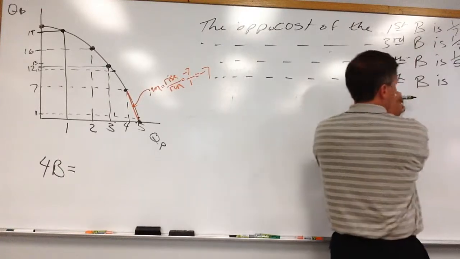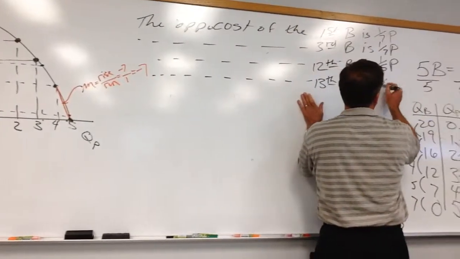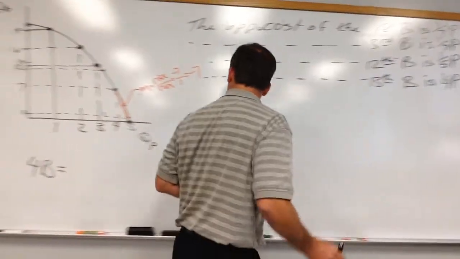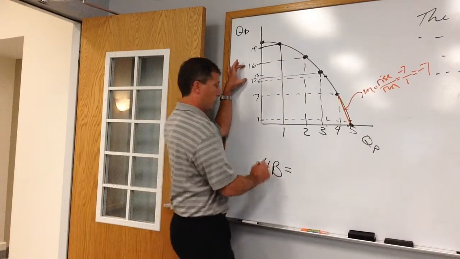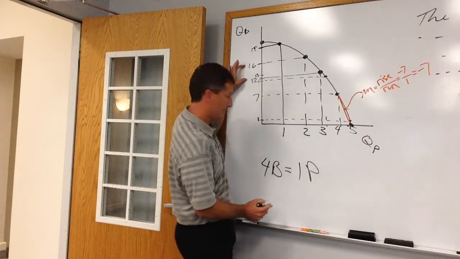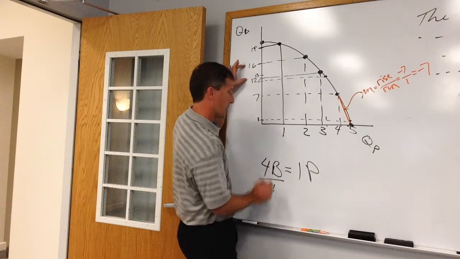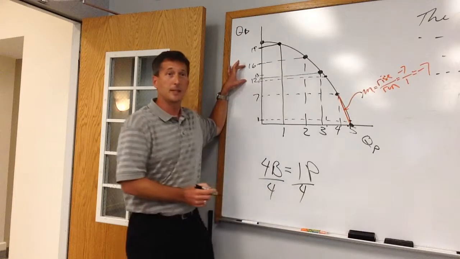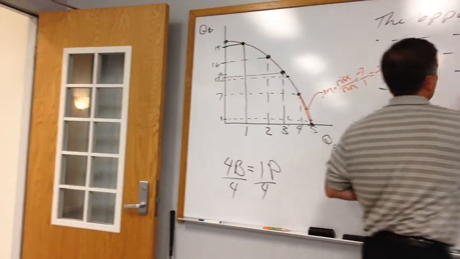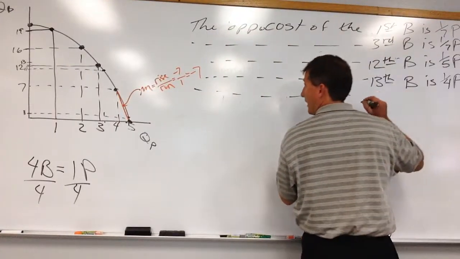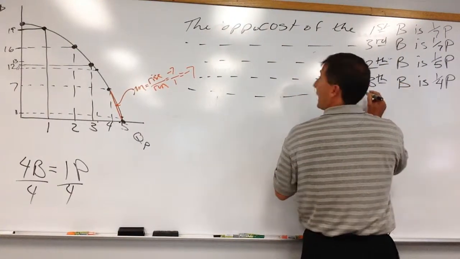All right, so you guys correctly said that this would be a fourth of a pizza, because over this interval, 4 beers are being traded for 1 pizza. I want the opportunity cost of 1 beer. It's a fourth of a pizza. All right, opportunity cost of the 18th.